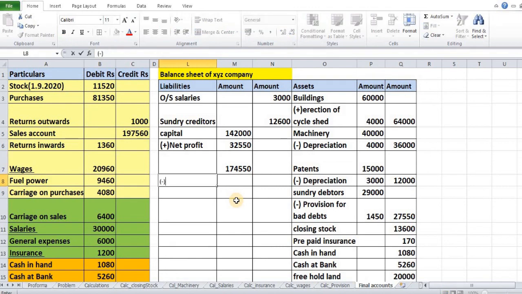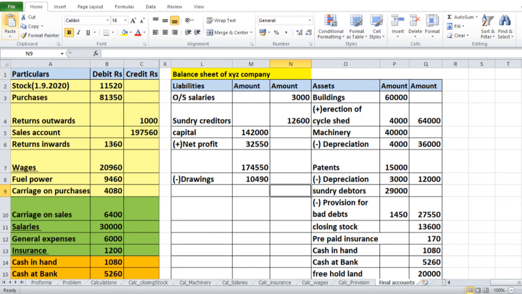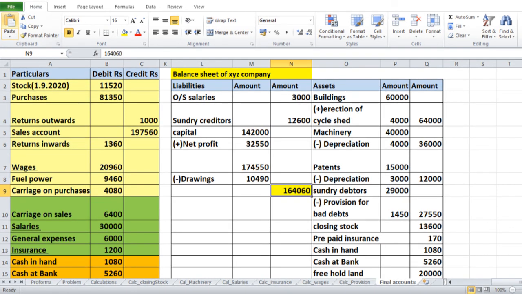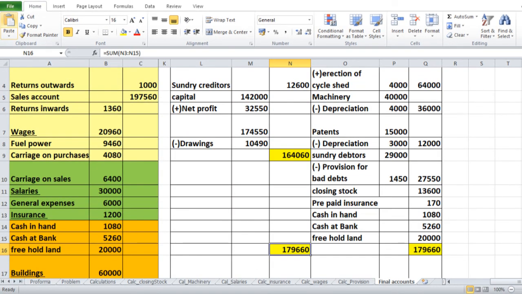Now we will mention drawings below net profit with a minus sign and the amount is 10,490. Now we will deduct 10,490 from 1,74,550, which comes to 1,64,060. Now we will add all these items on both the sides. Both the sides should match with each other. Here the total on both the sides is 1,79,660. This is matching. So our balance sheet is completed.